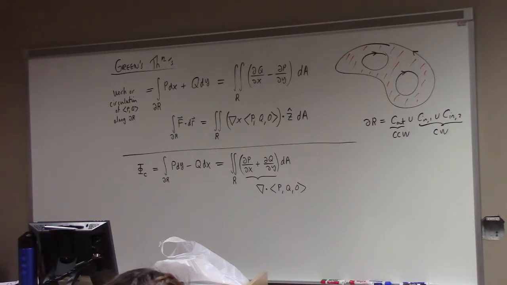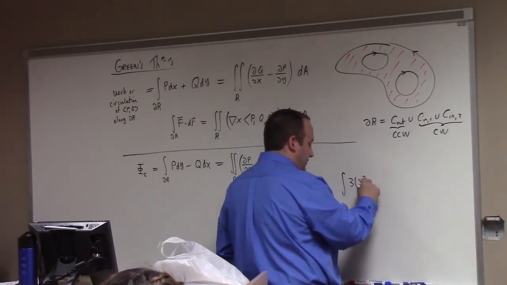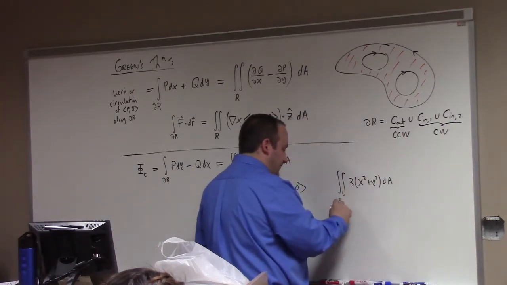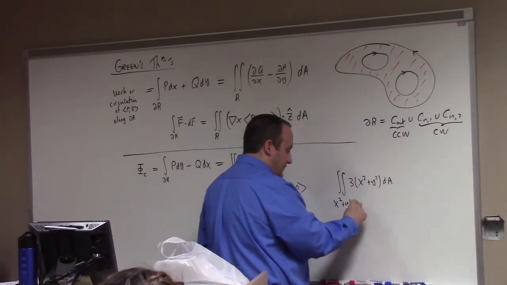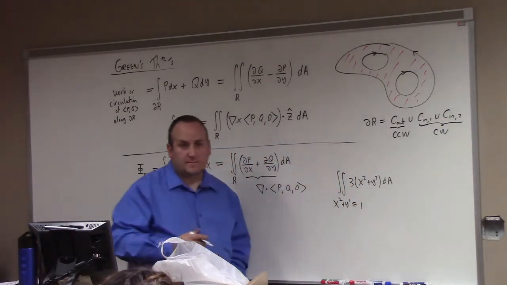Certainly, if I'm going to do the integral of 3 times x squared plus y squared dA over x squared plus y squared less than or equal to 1, that screams at me, use polar coordinates, yes.